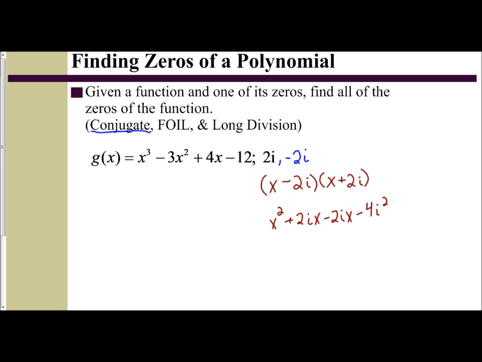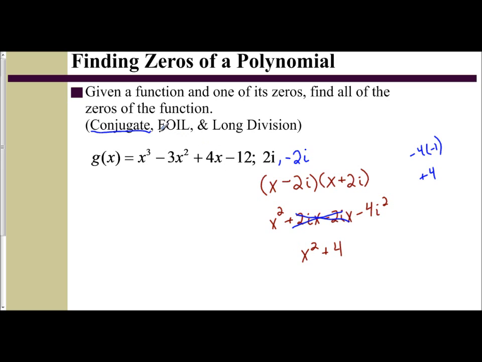Remember, if you multiply an imaginary number by its conjugate, the imaginaries will cancel. 2ix and negative 2ix disappear. And we know i squared is negative 1. So you have negative 4 times negative 1, which is a positive 4. And so I'm left with x squared plus 4. That is just the expression created from looking at my zeros, multiplying them together.